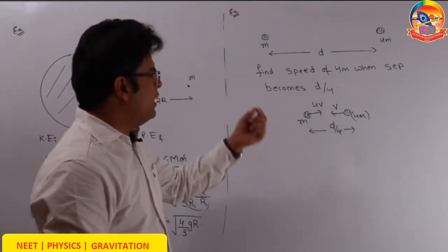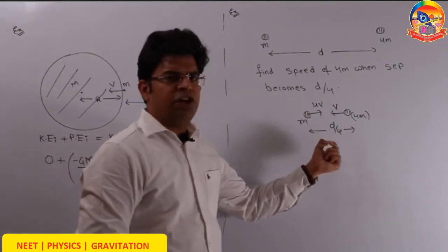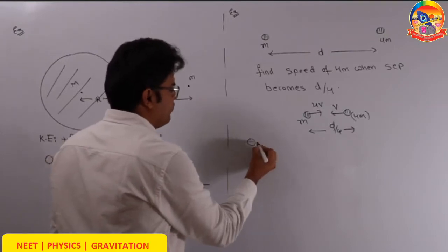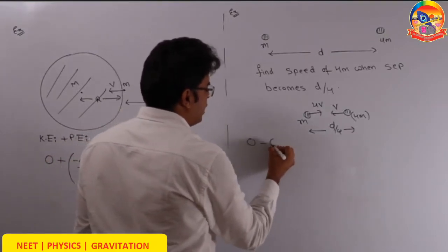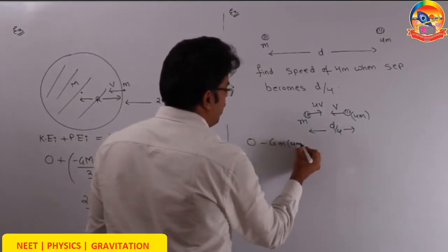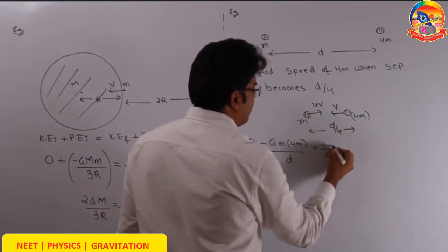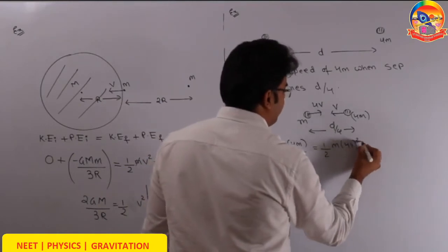Now simply do initial kinetic energy plus initial potential energy equals final kinetic energy plus final potential energy. Initial kinetic energy 0, initial potential energy minus G m into 4m by d equals final kinetic energy half m into 4v whole square.